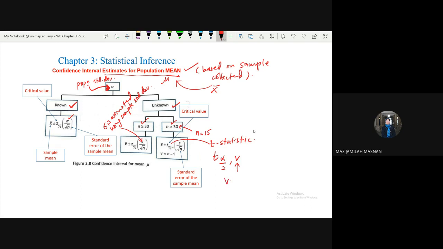Okay, v is equal to n minus 1, the sample size deducted by 1. So this particular term is what we call the standard error of the sample mean. This one is the critical value. This one is the standard error for the sample mean, and this is your sample mean. We are dealing with the sample mean for the estimation as inference of your population mean.